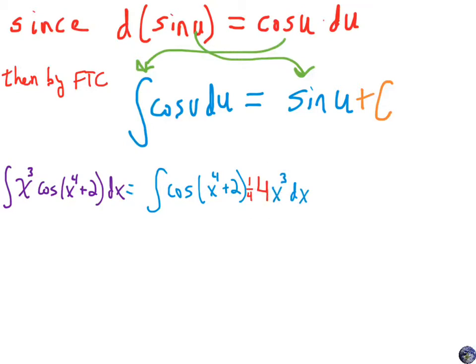Well, it turns out I don't really need that 1/4 right there. All I really cared about was that 4. So I'm going to go ahead and pull the 1/4 outside the integral. That's one of those integral properties that we know about: we can just pull coefficients outside. So I'm just going to go ahead and do that.